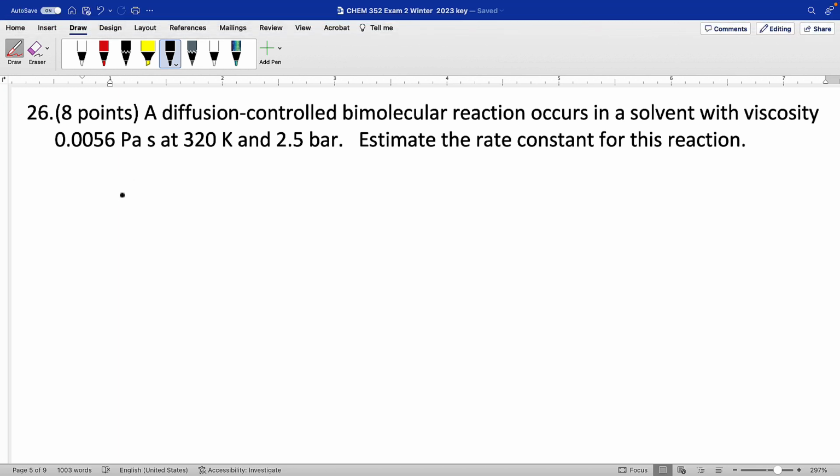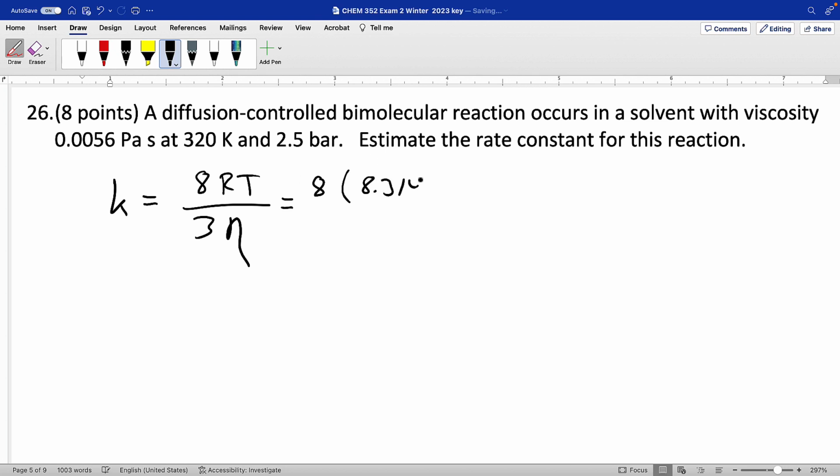So for a diffusion-controlled reaction, we know the rate constant for this reaction, and this is going to be true for bimolecular diffusion-controlled reactions, that it's just a function of the temperature and the viscosity of the solvent. So in this case, we have to make sure we use the right units here. You can see if we plug in 8.314 joules per mole per Kelvin, we're going to have everything in SI units. So we'll check those at the end to see how that turns out.